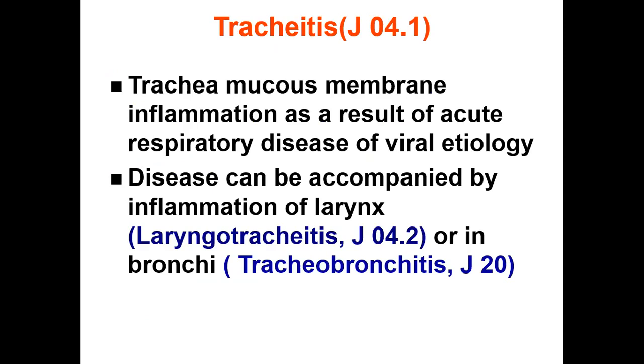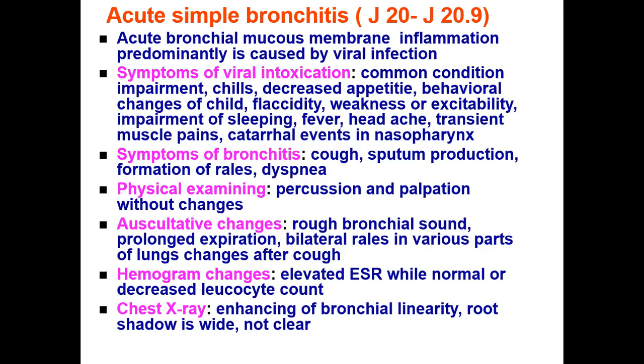Tracheitis is a mucous membrane inflammation as a result of acute respiratory disease of viral etiology. The disease can be accompanied by inflammation of the larynx, laryngotracheitis, or tracheobronchitis. Acute simple bronchitis: mucous membrane inflammation predominantly caused by viral infections. Symptoms of viral intoxication: impairment of common condition, chills, decreased appetite, behavioral change of the child, flaccidity, weakness or excitability, impairment of sleeping, fever, headache, transient muscle pain, and catarrhal events in the nasopharynx.